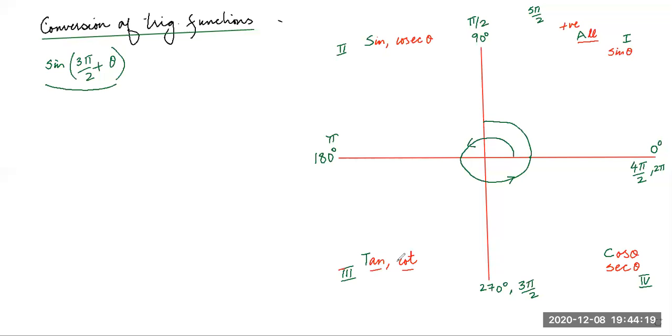If you want to know why tan is positive in the third quadrant, just draw this angle. Tan is perpendicular by base. Perpendicular is negative, base is also negative, and negative by negative is positive. Cot obviously will be positive. But if you take sine, it is perpendicular by hypotenuse. Hypotenuse is always positive, so sine will be negative. That's why this is the case.